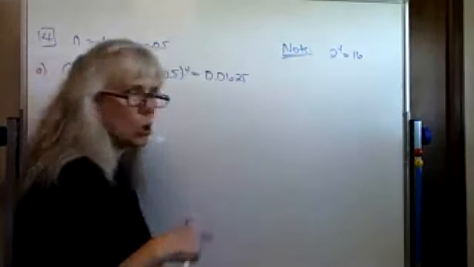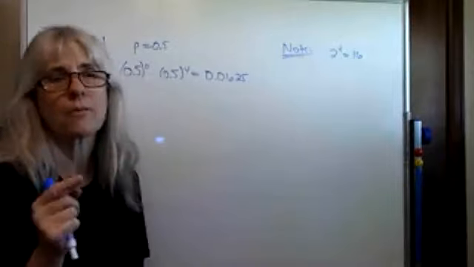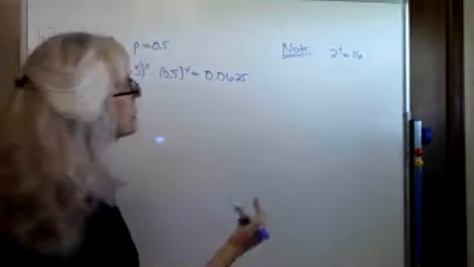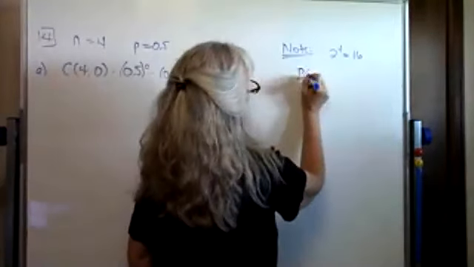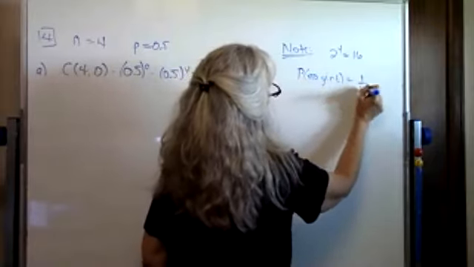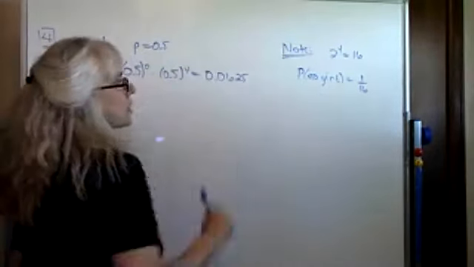And to have no girls, you only have 1 boy. There's only one way to have no girls. That's if you have all boys. So the probability of no girls, when we did it in chapter 7, was 1 out of 16. If you take 1 divided by 16, you're going to end up with that.